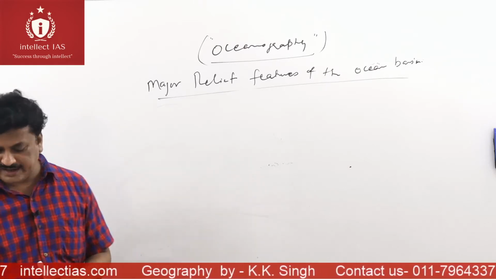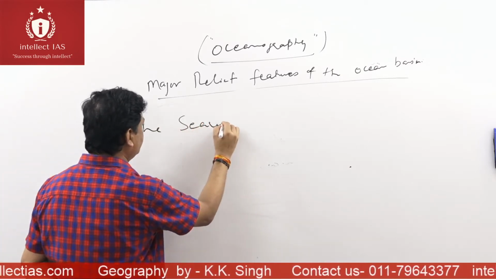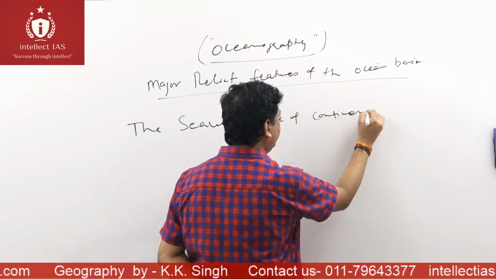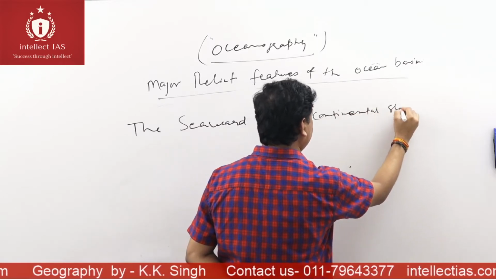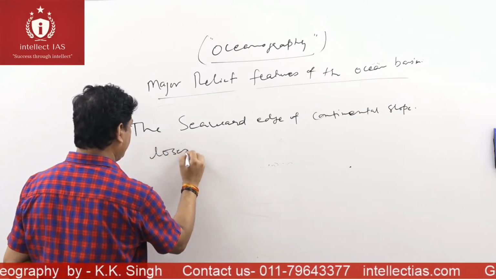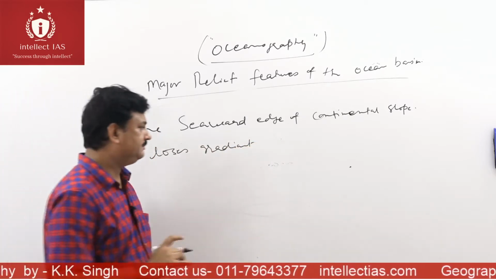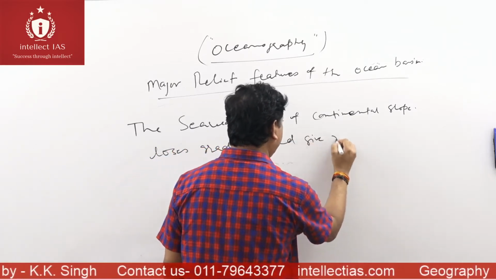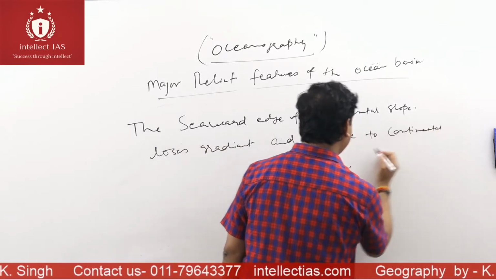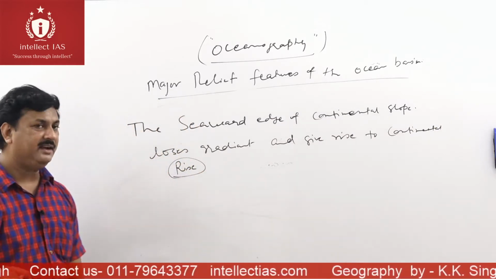Now, one important thing about the continental slope is that the seaward edge of the continental slope loses gradient and gives rise to the continental rise.